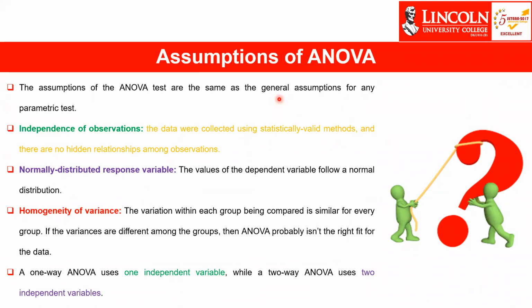A one-way ANOVA uses one independent variable, while a two-way ANOVA uses two independent variables.